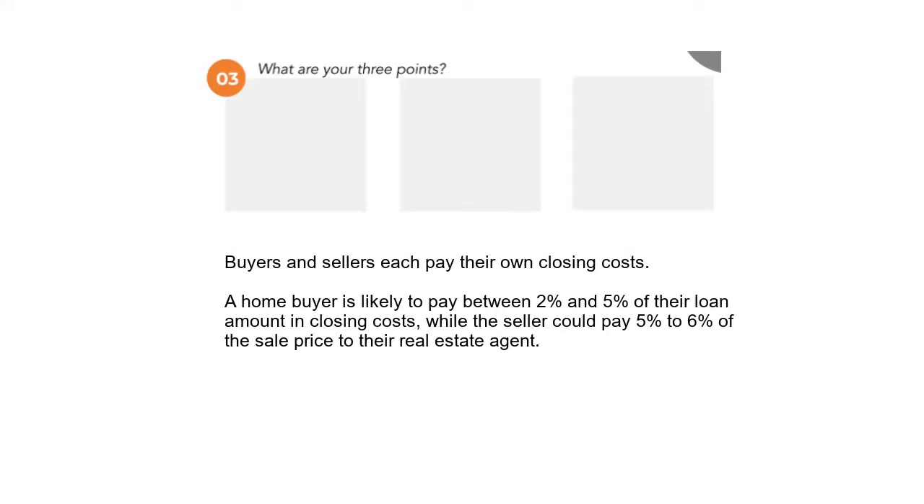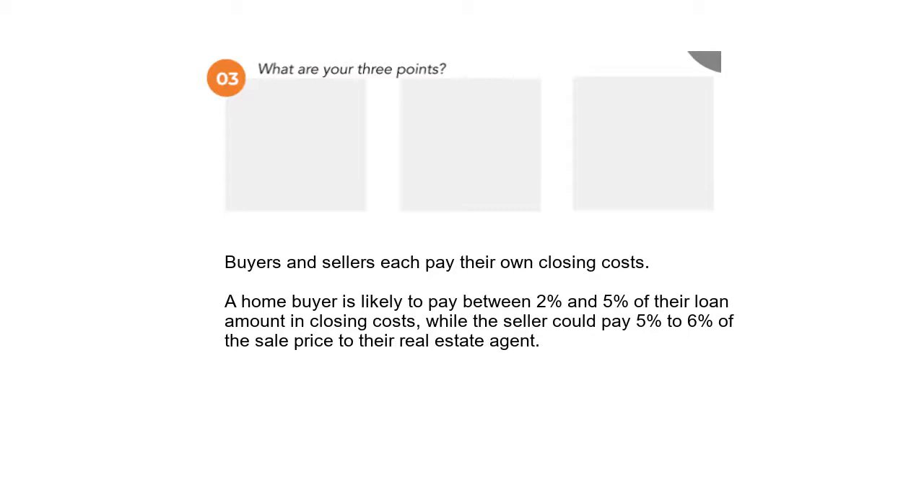You want to talk about 3 points. You can have more than 3 points, but I want you to have at least 3 points. And so for this one, we have point number 1. You don't have to use these, they are just ideas. So point number 1, buyers and sellers each pay their own closing costs.